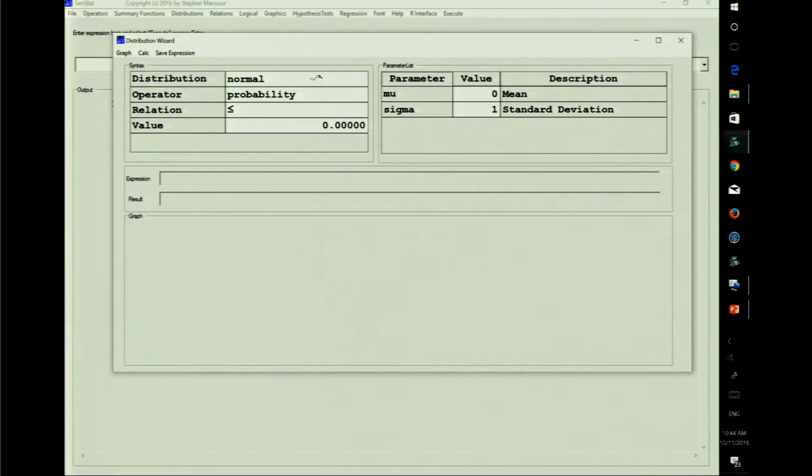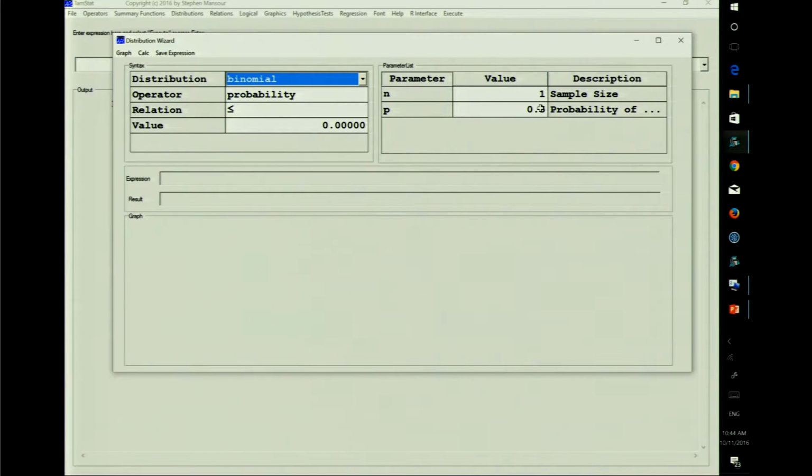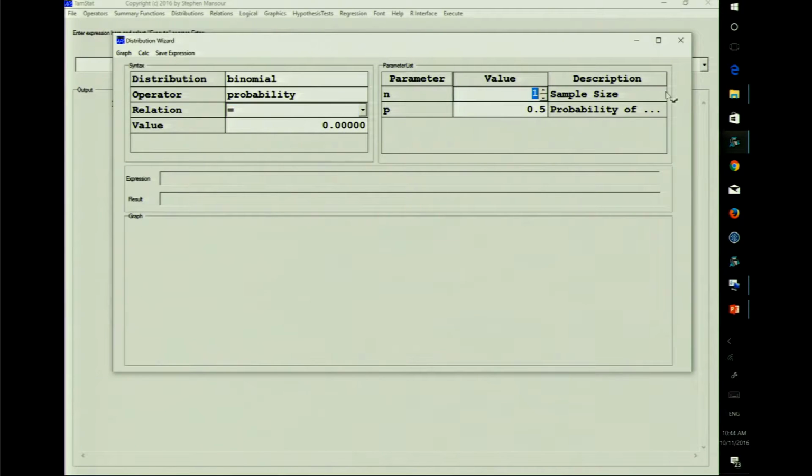And so, for example, let's look at the binomial distribution. Over on the right are the parameters. So if I select binomial, the parameter list changes to N and P, number of trials, and P is the probability of success. Supposing I toss 5 coins, so I'm doing 5 trials, so I'll just put in 5. And the probability of getting a head or a success is 50% or 1/2. And so what's the probability that I get exactly 2 heads? So I hit calc.